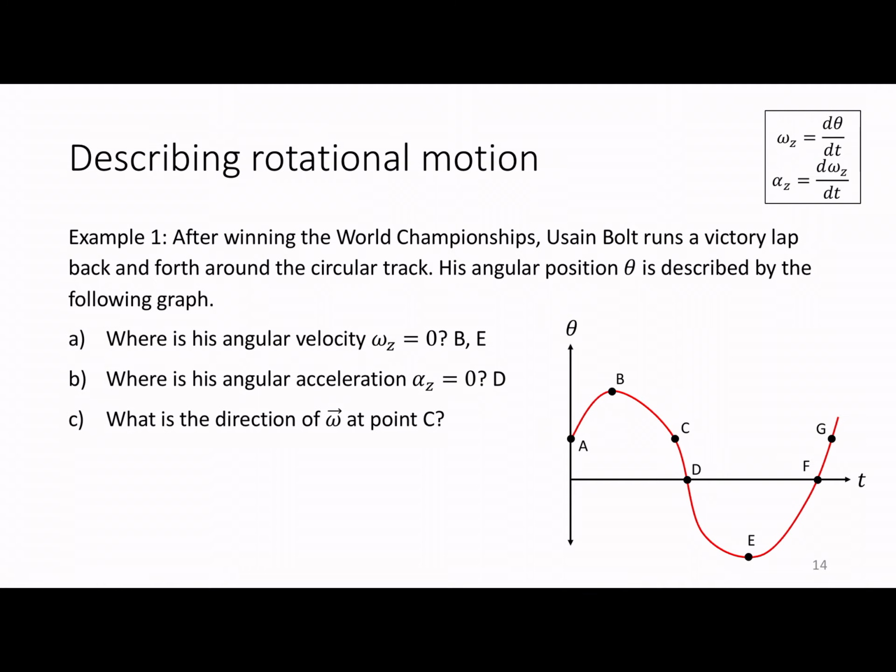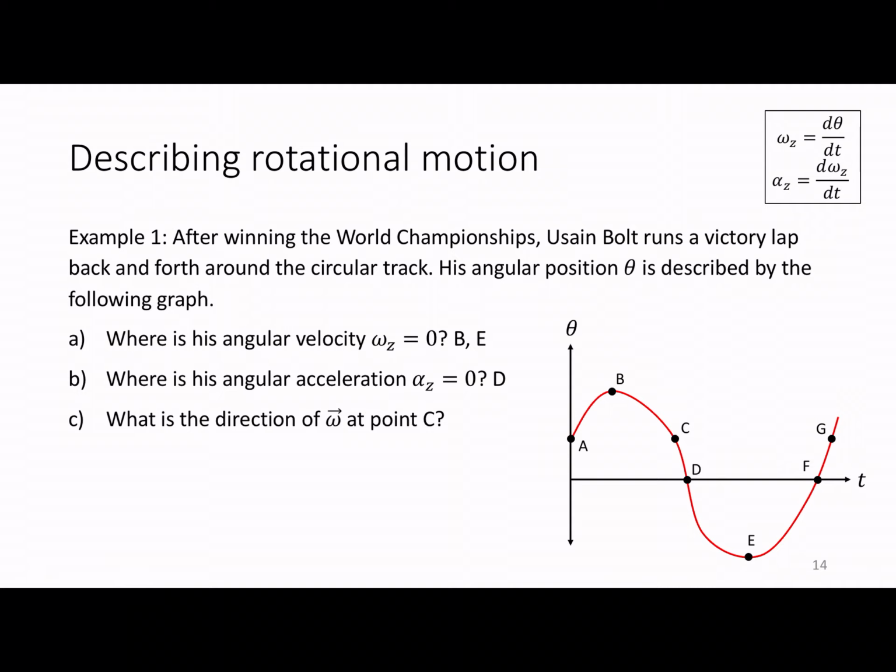What is the direction of omega vector at point C? So first off, is it x, y, or z? Forget positive or negative. Is it x, y, or z? Okay, so it's z because all of these rotations are happening around the z-axis. If I don't tell you anything else, we should just generally assume that rotations are happening around the z-axis, and therefore the direction is either going to be positive z or negative z.